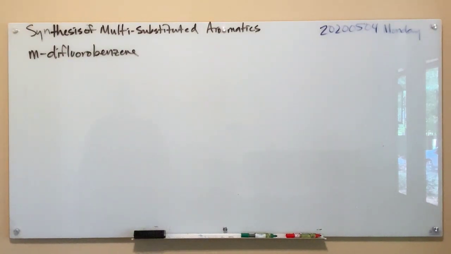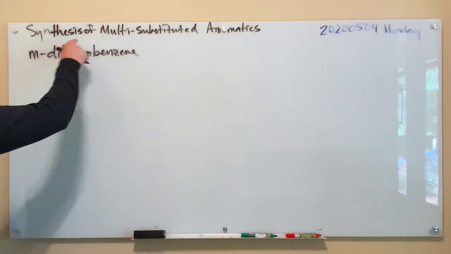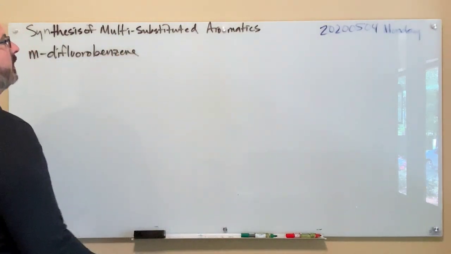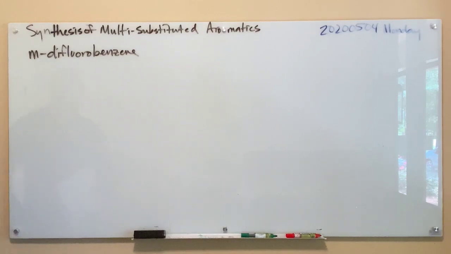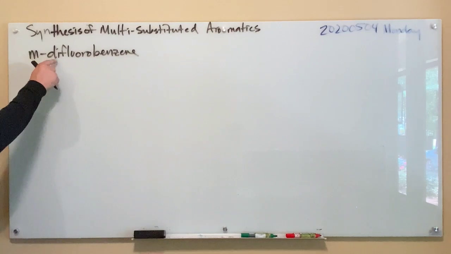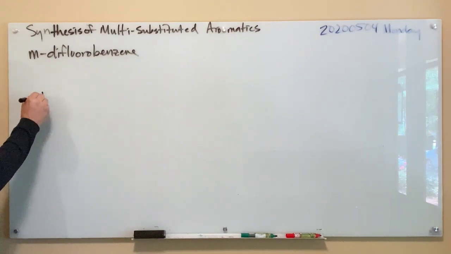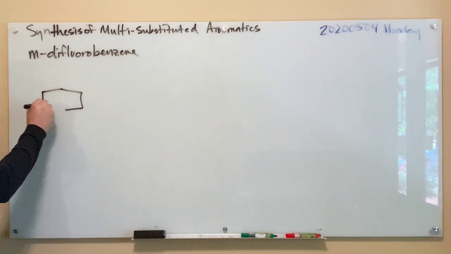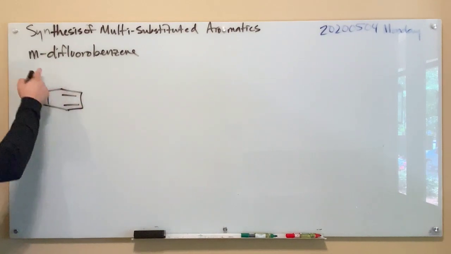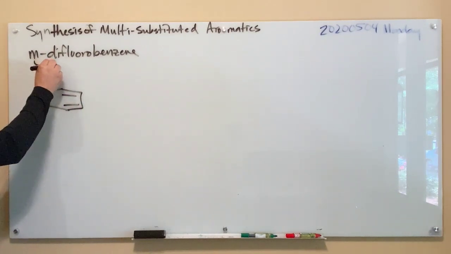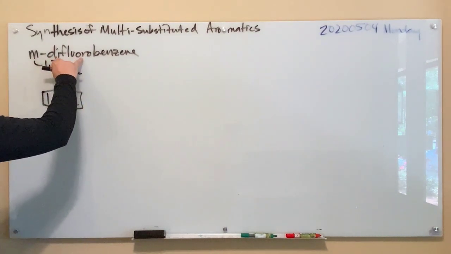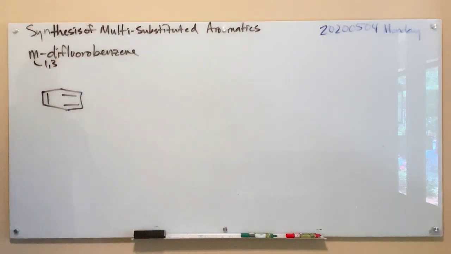Okay, so for today's lecture, we're going to look at the synthesis of multi-substituted aromatics. And last time I'd given you a list of a couple different compounds to propose syntheses for. So we're going to start with meta-difluorobenzene. The first thing we want to do is convert the name into a structure, with meta being the 1,3 relationship of the two substituents, which are both fluorine.